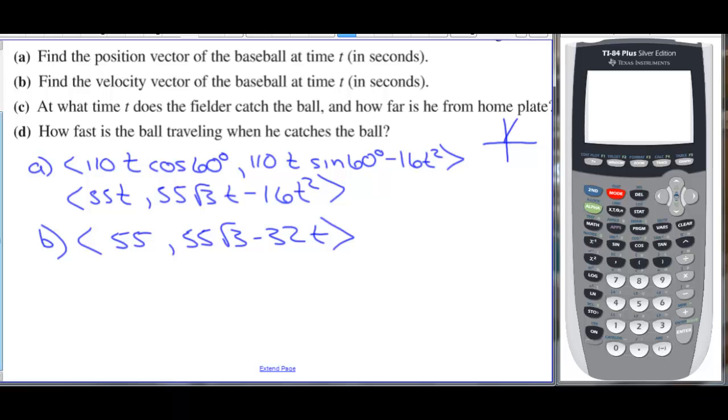At what time t does the fielder catch the ball, and how far is he from home plate? So let's take the first question on letter C. At what time t does the fielder catch the ball? We know when someone catches the ball because we can visually watch them catch it. But what about mathematically? How do we mathematically know that we've caught the ball?